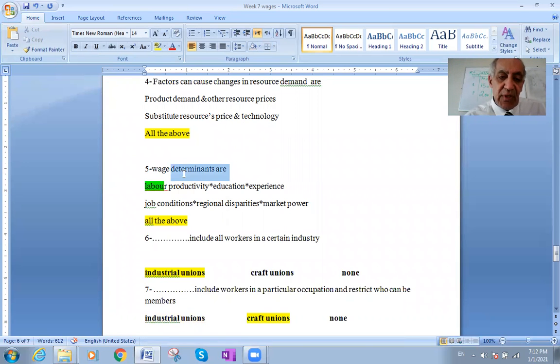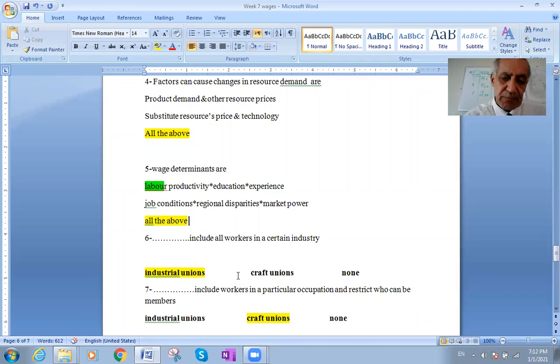Number five, wage determinants means what? What are the factors which affect the wages? They are labor, productivity, education, experience, all of this affects the wages, job conditions, regional disparities, and market power. So it is all the above.